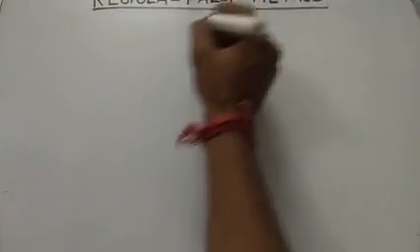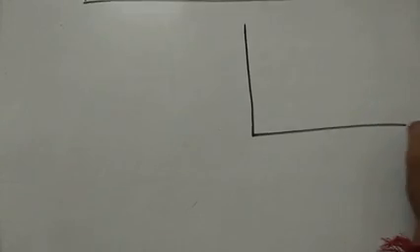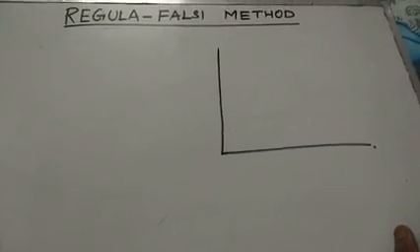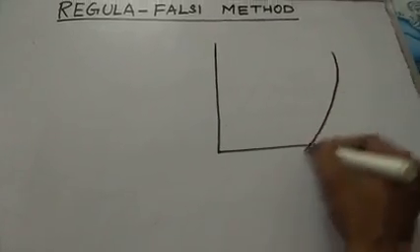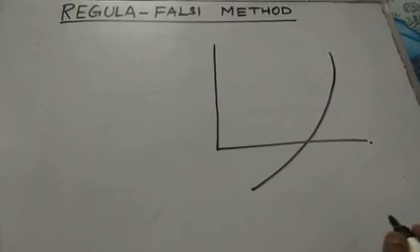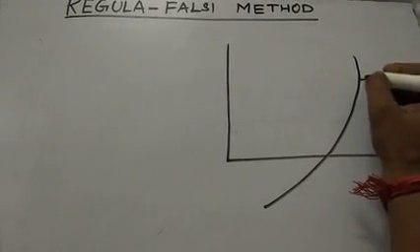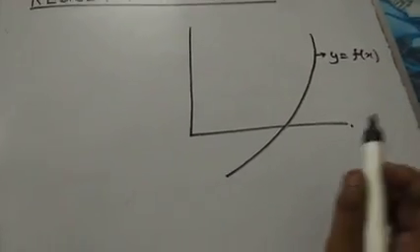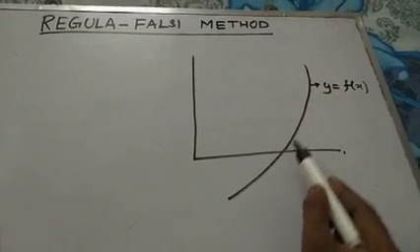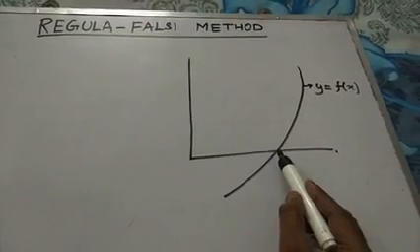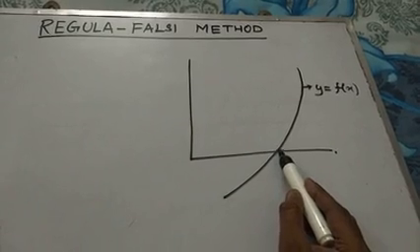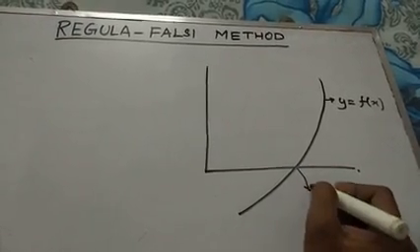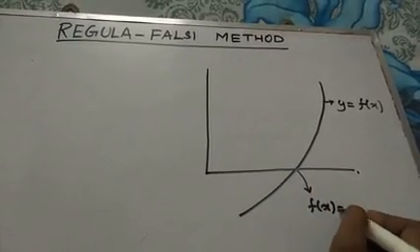Suppose this is a two dimensional plane. We have a particular function of this type. This is the function y equals f of x. Now students, just remember one thing: whenever a curve cuts the x-axis, at that point the function f of x equals 0.